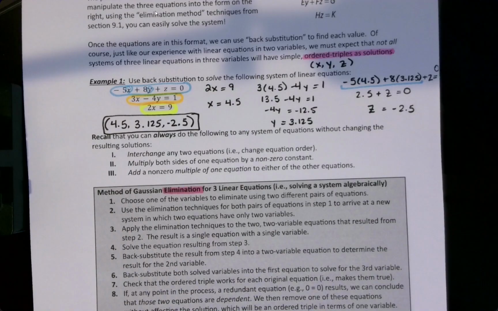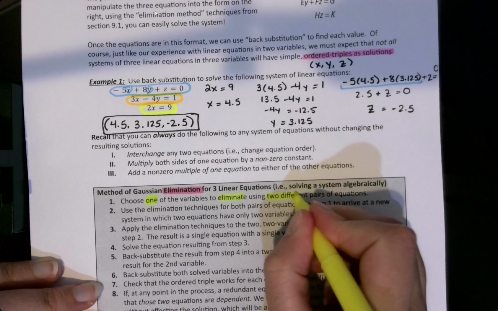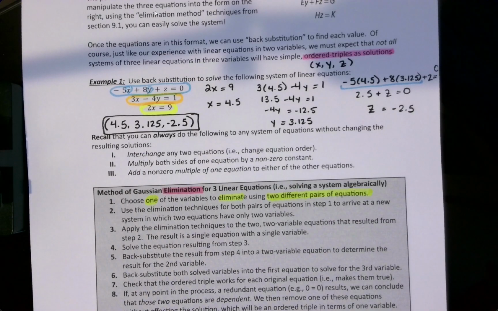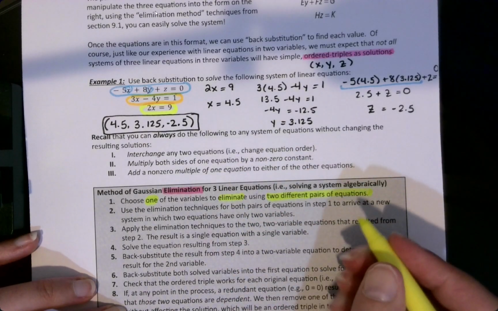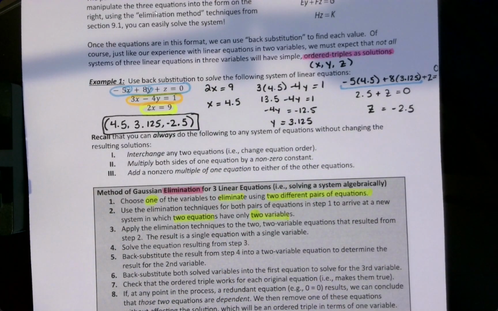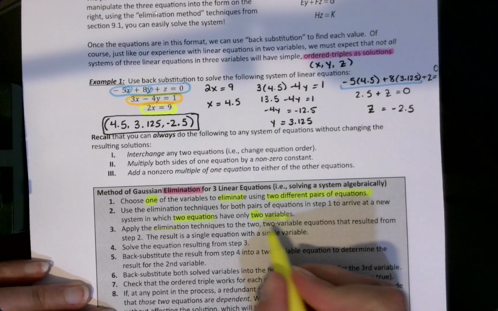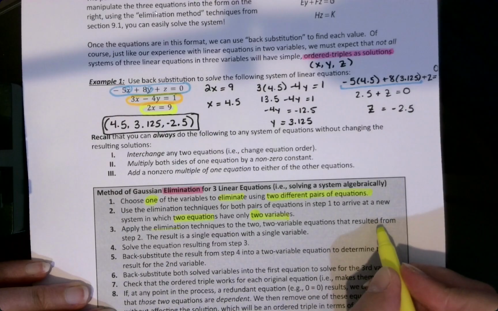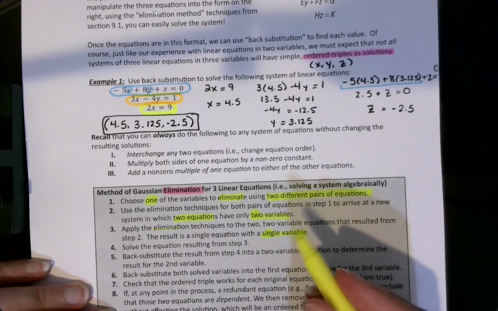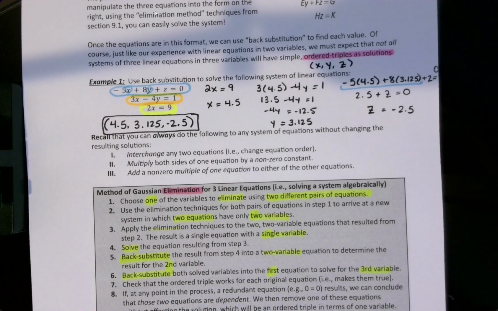To work on this elimination method, we're going to choose one of the variables to eliminate, and we're going to eliminate that in two different pairs of equations. Eliminate that same variable in two different equations. By doing that, you are going to create a new system in which you have two equations that have only two variables. From there, you can solve the system using the same techniques from 9.1. You can use the elimination method if you want, or even the substitution method. You're going to take your two variable equations and eliminate another variable, and that's going to leave you with a single variable. Solve for that single variable, and then back substitute into the two variables to get the second variable, and finally back substitute into the first equation to get the third variable, and you'll have your system solved.